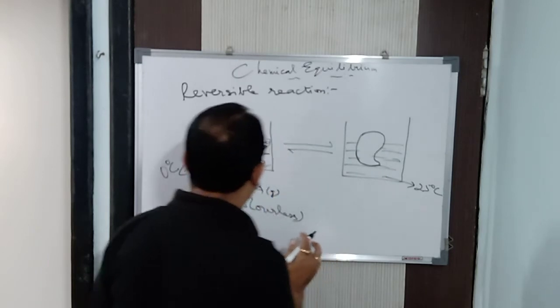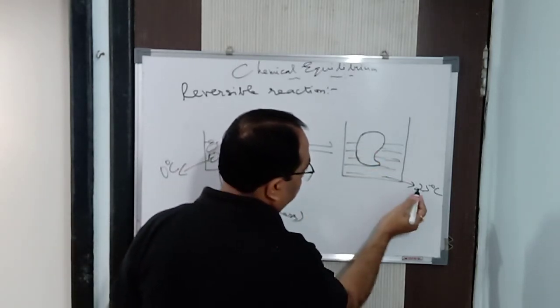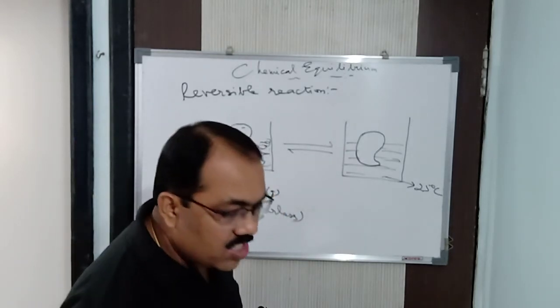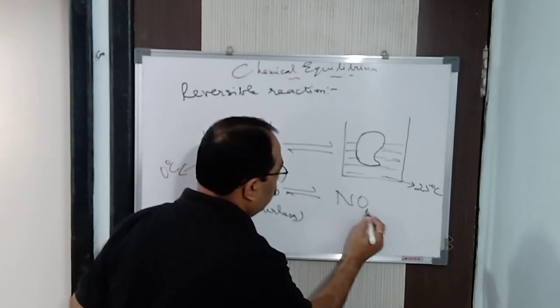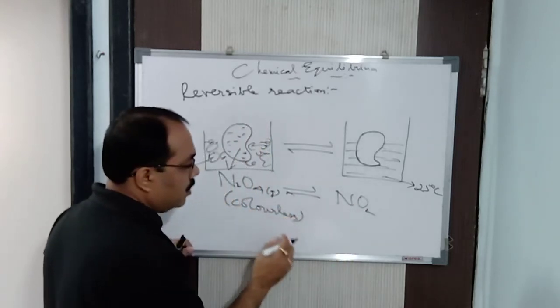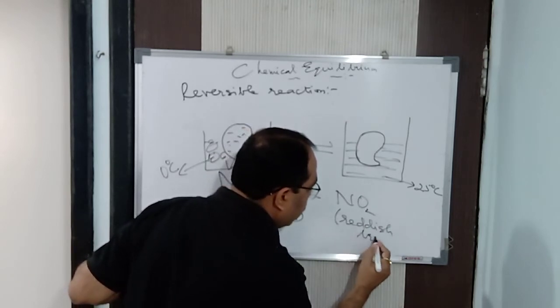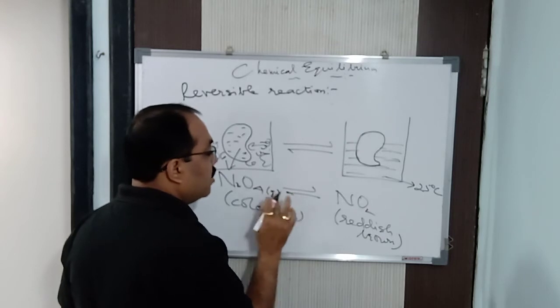You can say this is a glass bulb. I have shifted it into water at room temperature. Now what you will find, listen carefully, is that N2O4 changes to NO2. So this colorless gas slowly becomes reddish brown in color.